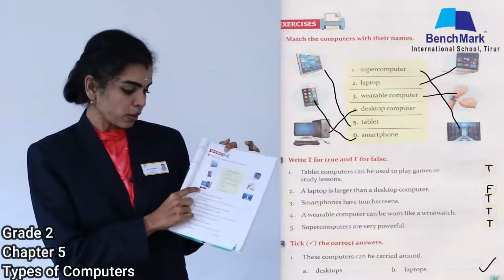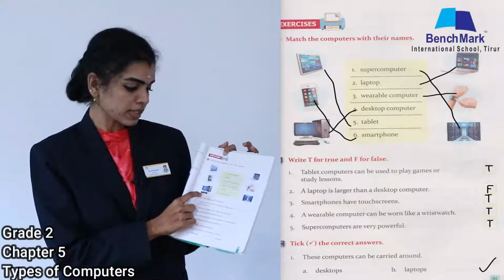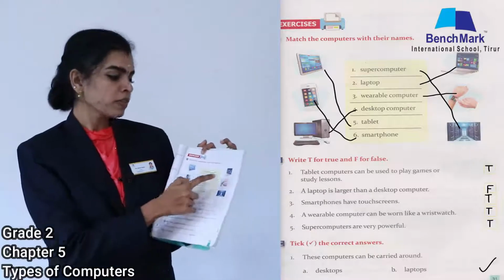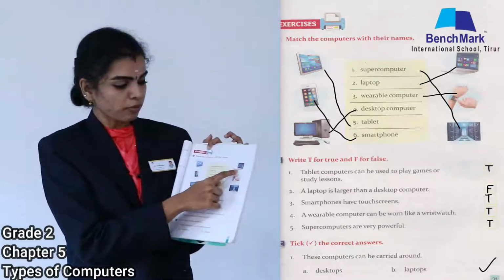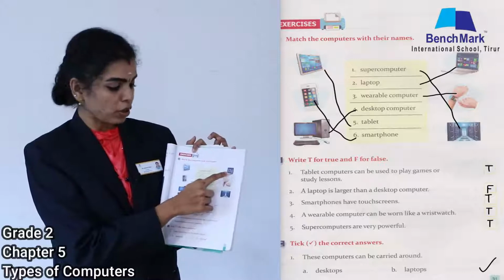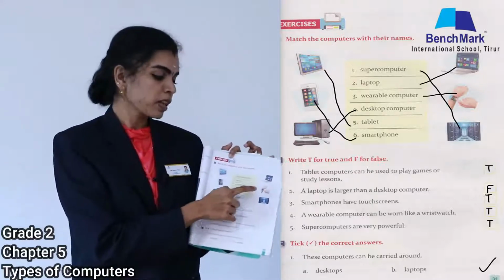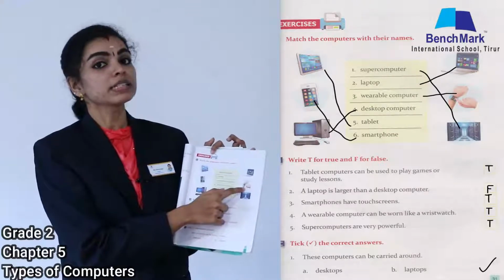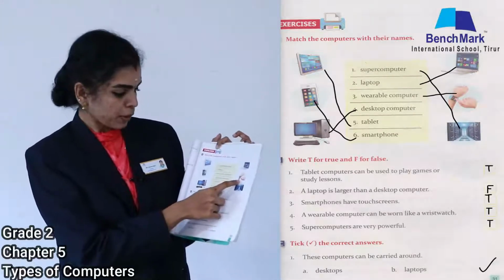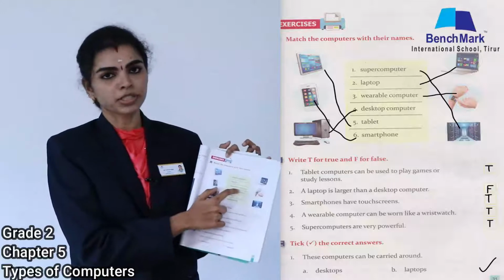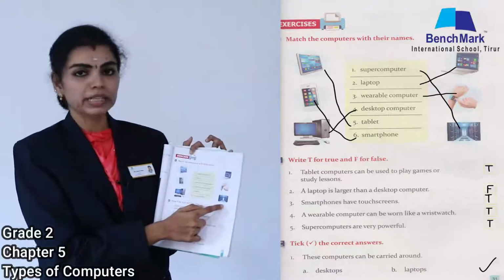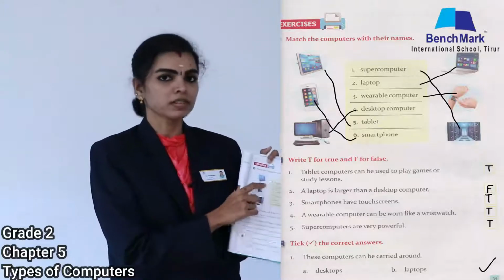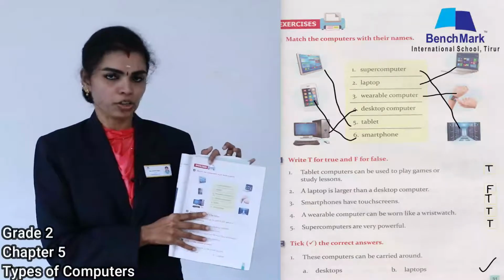And the third one is a computer, that is a desktop computer, so you need to mark it to option 4. And the fourth one is the laptop, so you need to mark it to option 2. And the fifth one is the digital wristwatch, that is a wearable computer, so you need to mark it as option 3. And the last one is a supercomputer, so you need to mark it to option 1. So this is the thing that you need to mark.